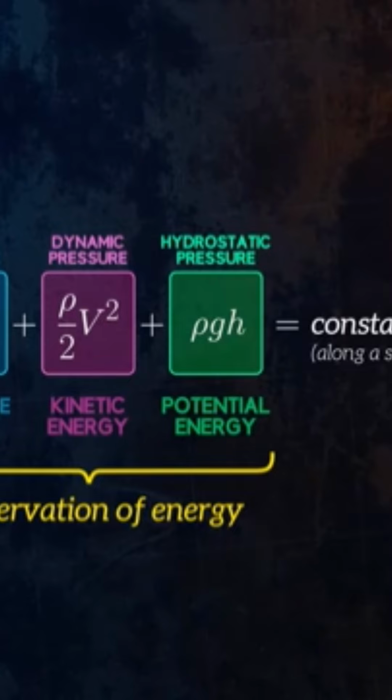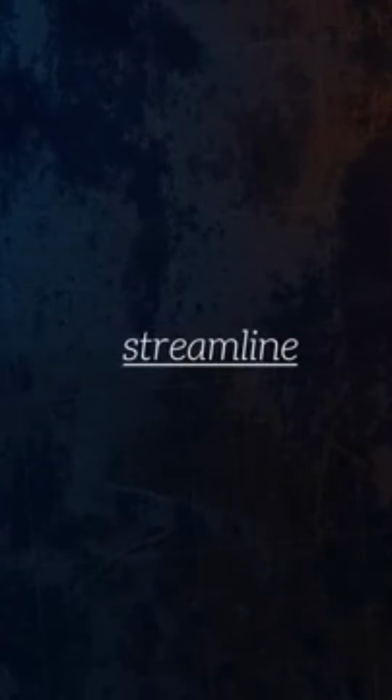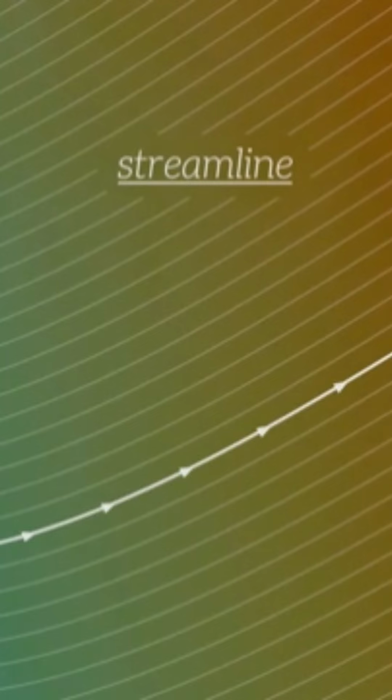But for now, the important thing to note is that it can only be applied along a streamline. We can define a streamline in steady flow as the path traced by a single particle within the fluid, or more technically, as a curve that at all points is tangent to the particle velocity vector.